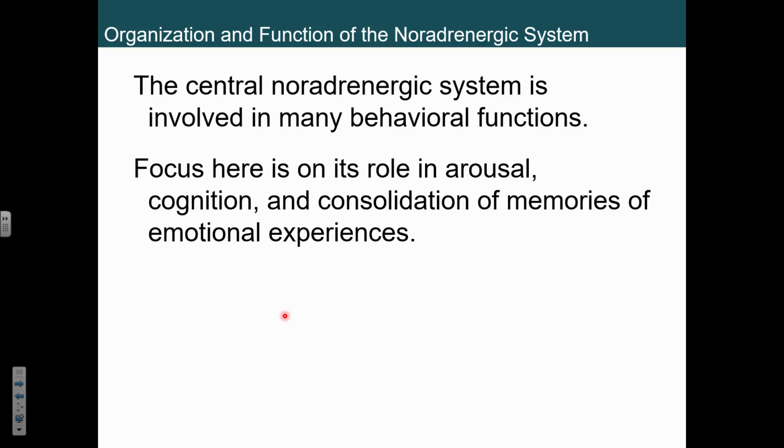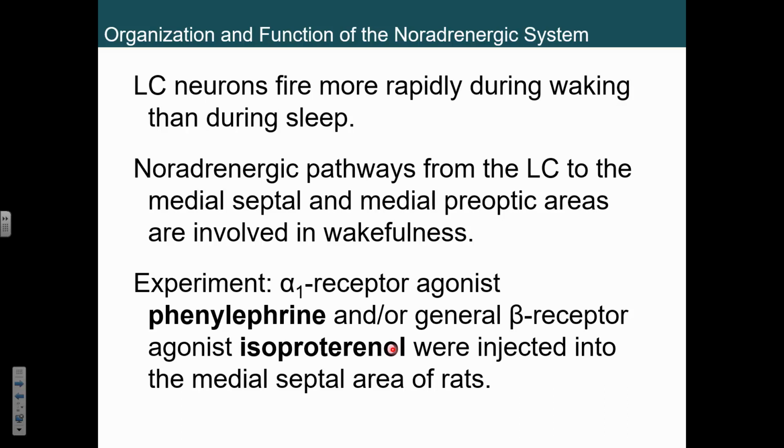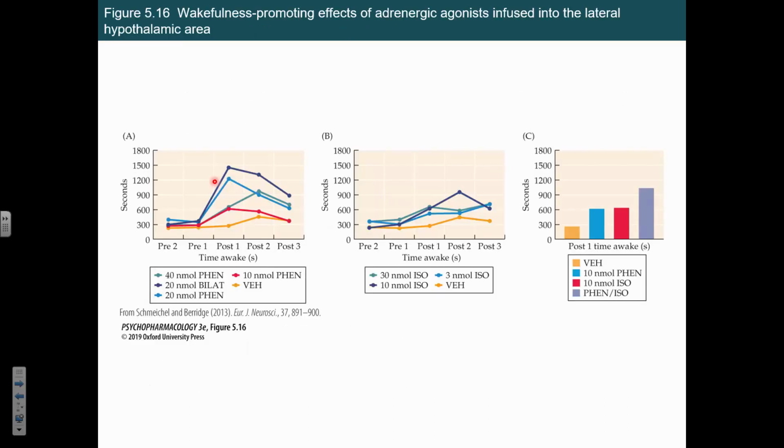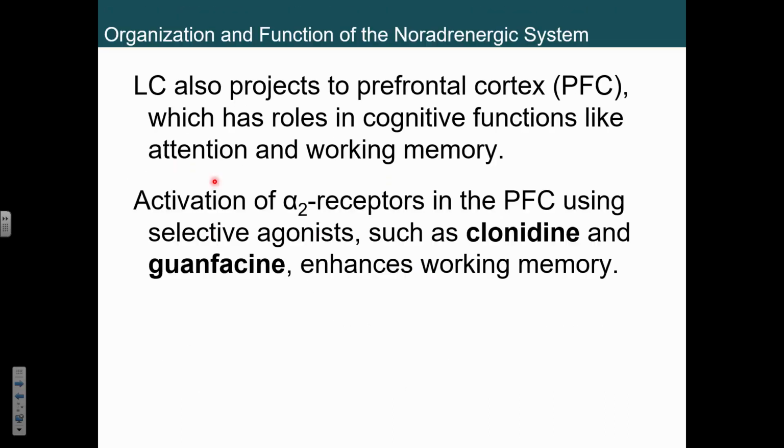Let's see. A lot of it, again, arousal, cognition, consolidation of memories, emotional experiences. What are some other things we should think about? Again, it's involved in wakefulness. If you reduce norepinephrine, people get sleepy. That makes sense, right? Nobody has had an adrenaline rush so powerful they fell asleep. That doesn't happen, right? That's not how adrenaline rushes work, so you can kind of keep that in mind. I don't know, right? Who knows?